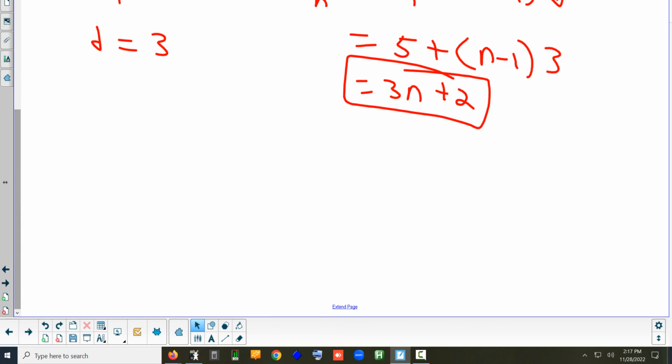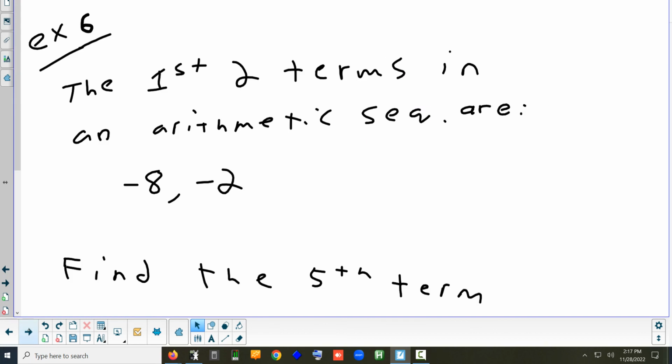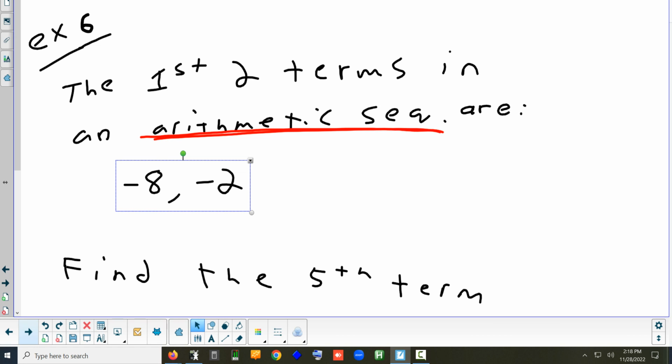All right, let's try this one. The first two terms. Now, a lot of times 2 terms is not enough to see the pattern. Because I could say, oh, the pattern here is divide by 4. Right? Because if I divide -8 by 4, I get -2. But I know it's not divide by 4 because they said it was arithmetic, which means you either add or subtract to get to the next term.